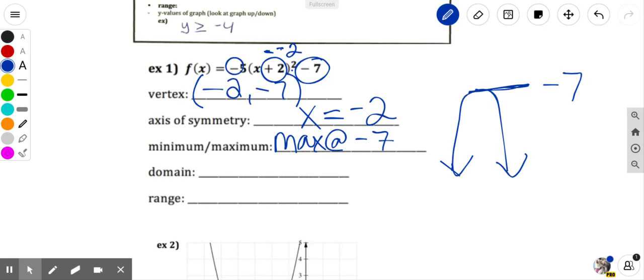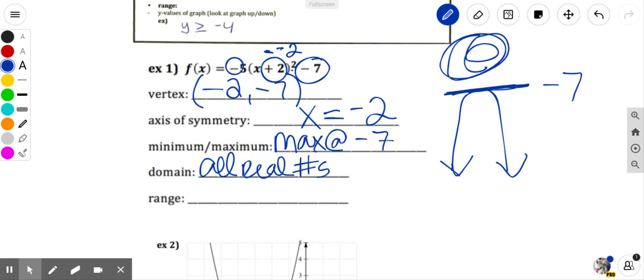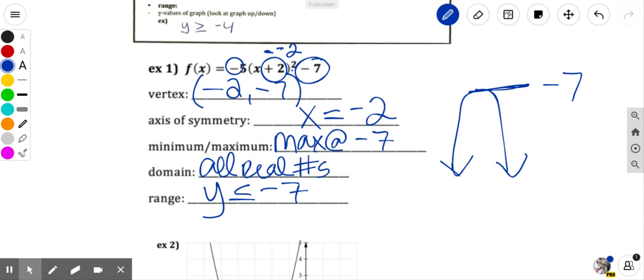Okay, next, domain, remember, is always all real numbers because from left to right, all the values are included on this graph. So for domain, you can just say all real numbers. Okay, and then for the range, remember range, we're looking at it up and down from top to bottom. So notice that the whole graph is below -7. So there's nothing up here above -7. So therefore we would say that the range is y is less than or equal to -7. Remember, we always use k for minimum, maximum, and for the range. Okay, there's our first example.